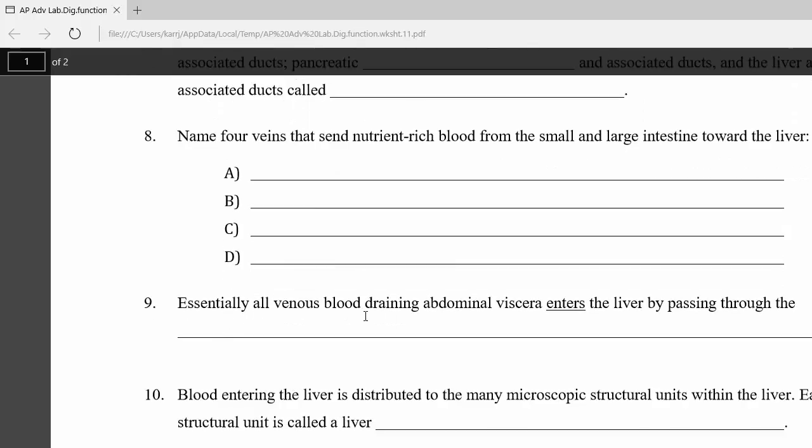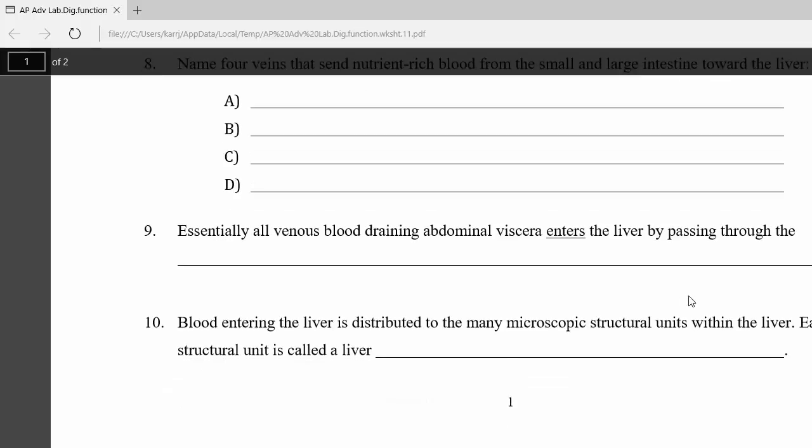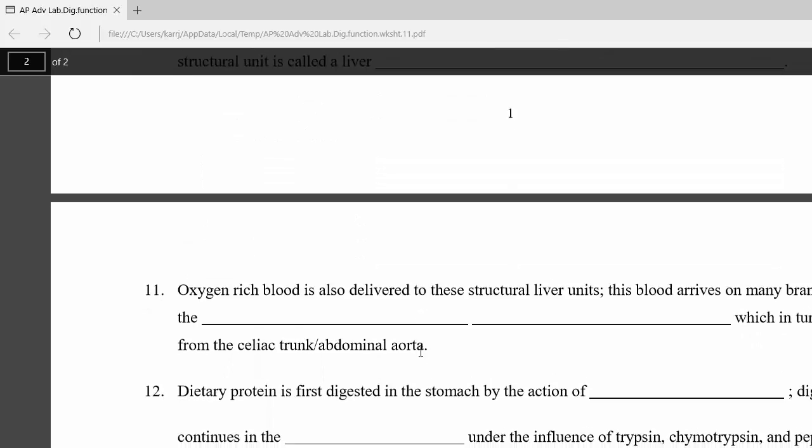And then number 9, all venous blood draining enters the liver by passing through the, Rachel, hepatic portal vein. Yes, hepatic portal vein. And then blood entering the liver is distributed to those little units. Each unit is called a liver, starts with the L, it's the hexagons, lobules, yeah, liver lobules.